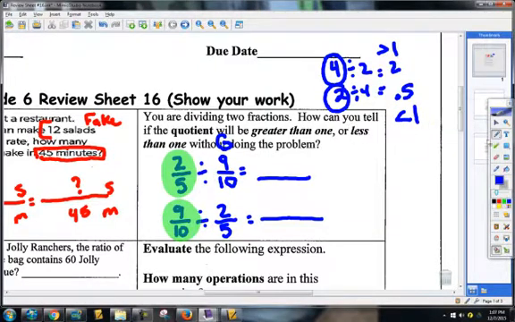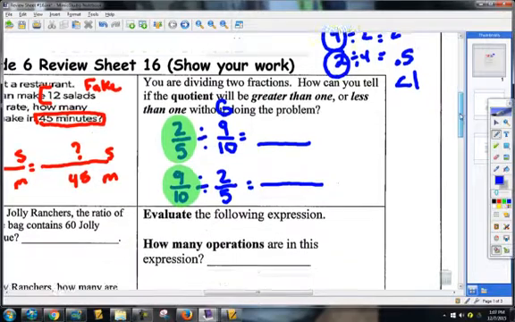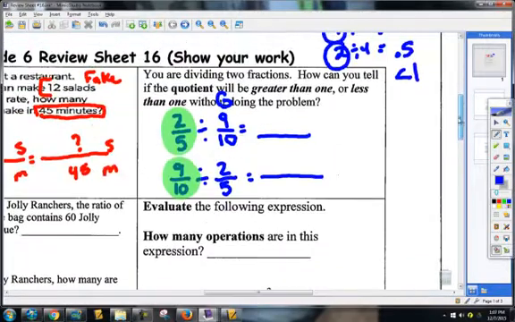So it's all about the dividend on that one. If the dividend is greater than the divisor, then the quotient is greater than 1. If the dividend is smaller than the divisor, then the quotient will be less than 1. So I basically just gave you the answer there. You just have to write that.